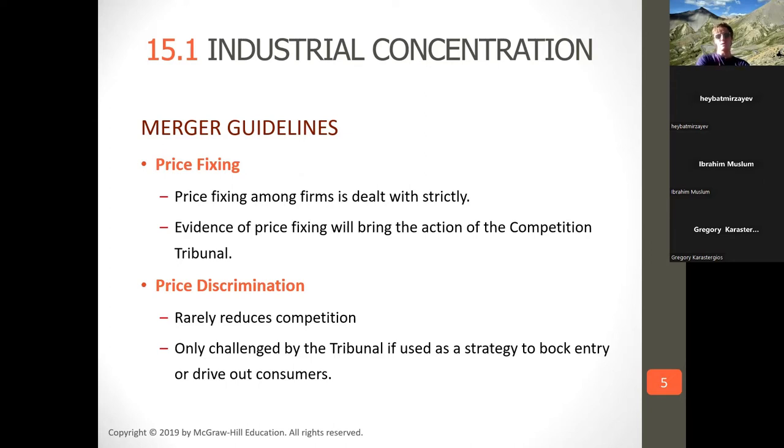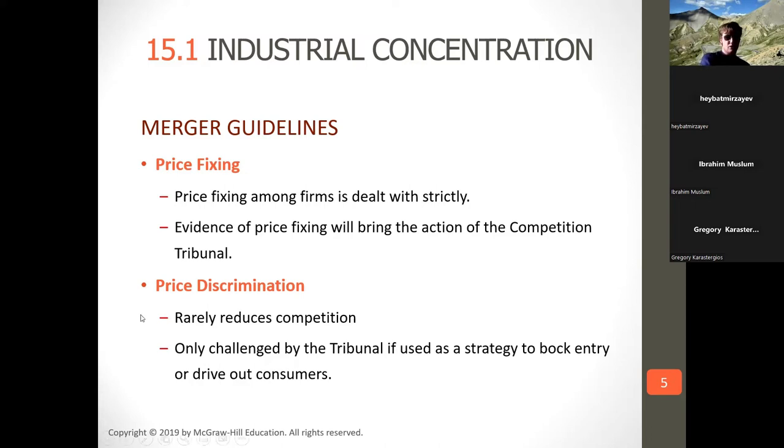Price fixing is when companies work together and coordinate prices. They set prices at the same level in order to maximize profits. That's what happened with bread prices with Loblaw. They set the bread prices at a certain high value in order to maximize profits for each bread company. Each bread company was coordinating with the others to set prices high in order to maximize profits.